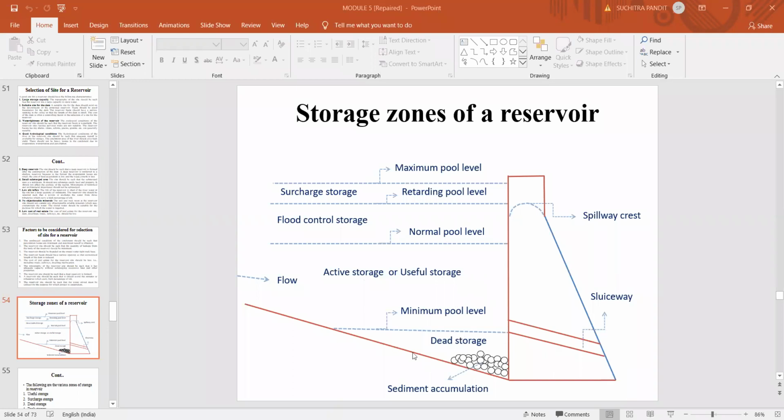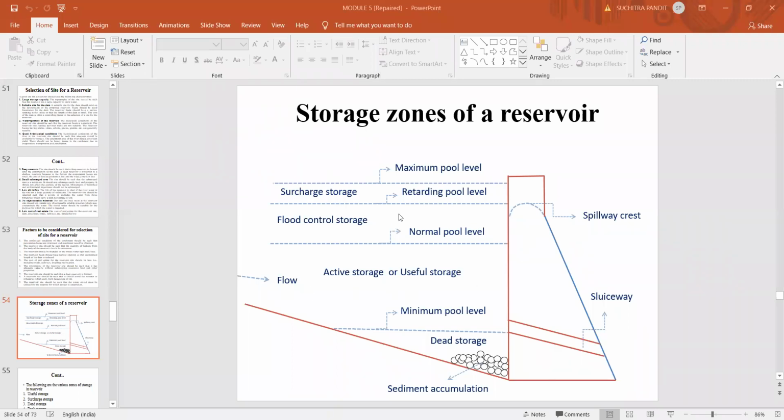Below this is the dead storage, and whatever sediments are present in the water that flows into the reservoir will be deposited at the bottom of the reservoir. As far as possible, for rivers which contribute a high percentage of silt, the silt has to be removed at the entry itself. If not, the whole reservoir gets silted up within a short period of time, and hence the efficiency of the reservoir goes down because the storage level gets affected.